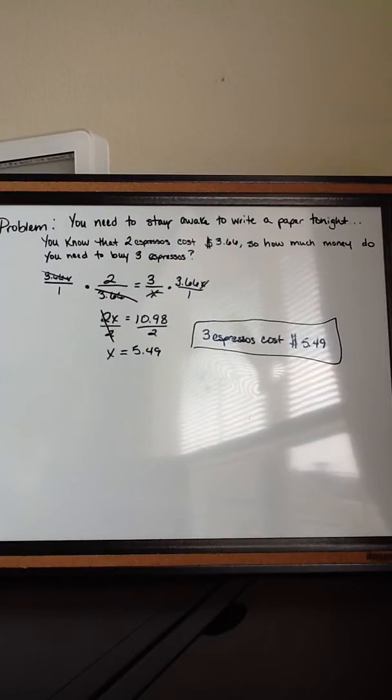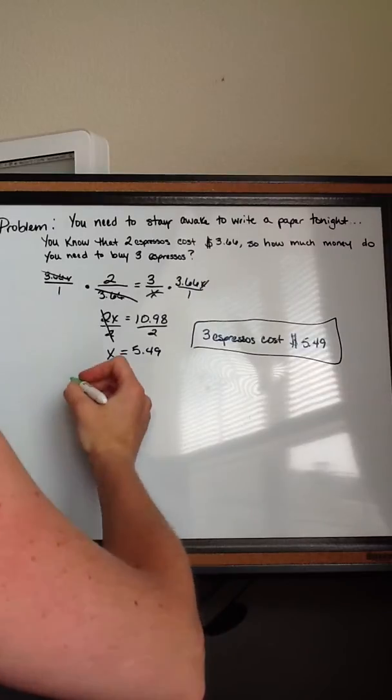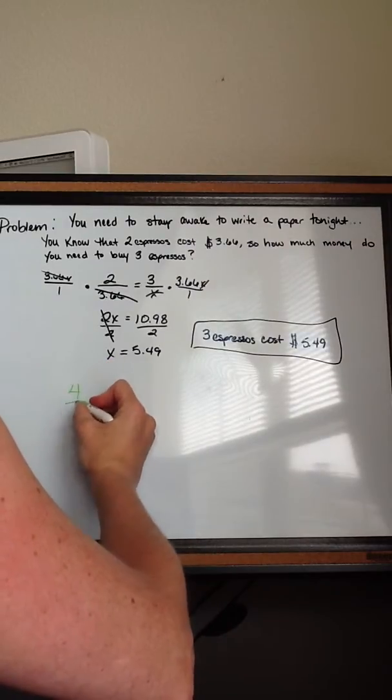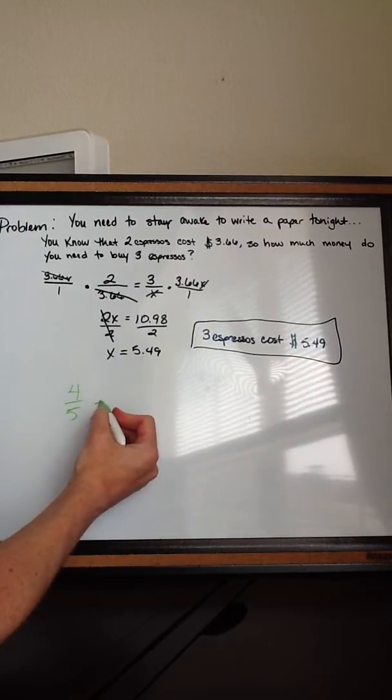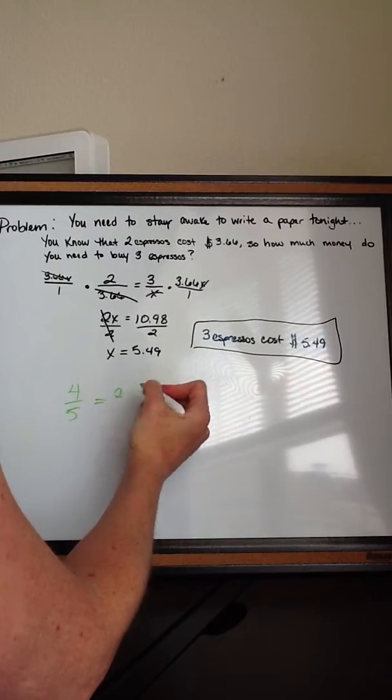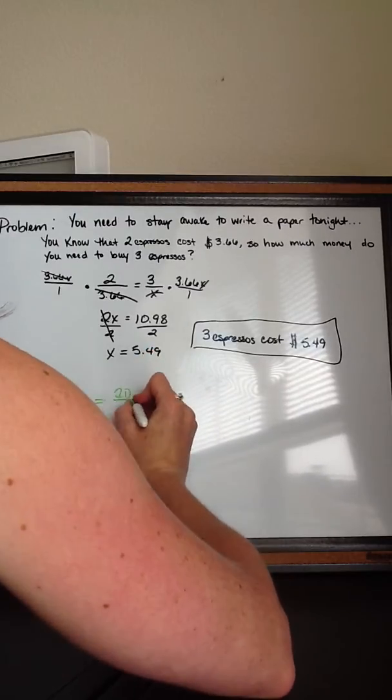Okay. So the next problem we have is we need to choose a fraction and find an equivalent fraction. So the fraction I've chosen today is 4 over 5. Okay, and the equivalent fraction is 20 over 25.